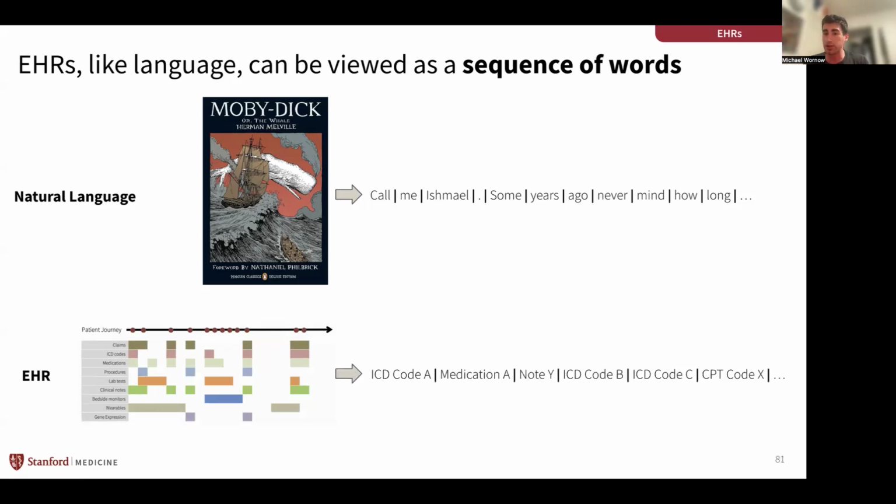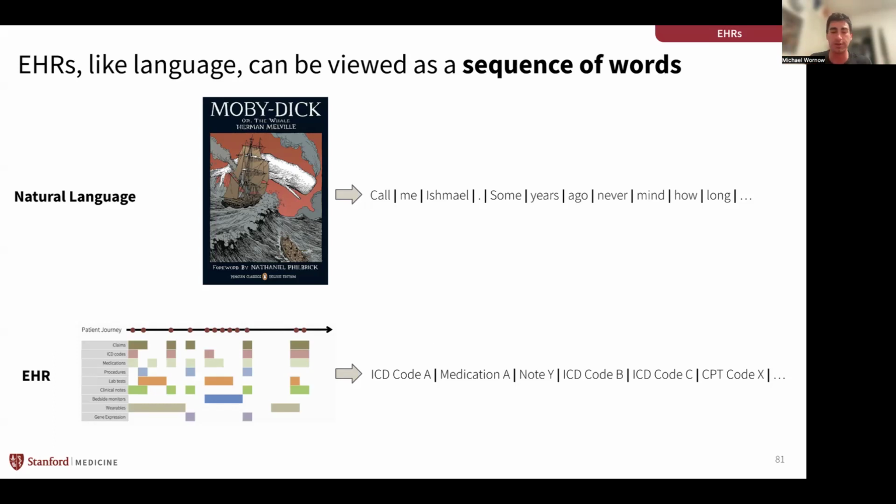But instead of words, now our unit of measurement, our tokens, are things like billing codes, medications, ICD codes, CPT codes, SNOMED codes, LOINC codes, right? Instead of "Call me Ishmael," now it's ICD code A, medication B, et cetera, right? And so again, we just think of this as a sequence of words, but the language we're using is now the language of billing, right?